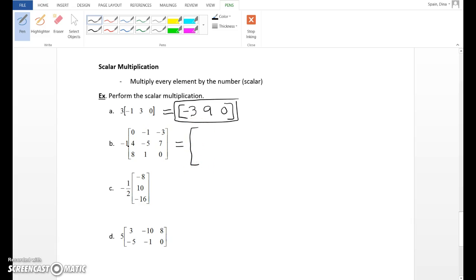Now there's a negative 1 out in front of here. Let's go ahead and just change all those signs. Alright, 0 is going to stay 0. So it's a positive 1, positive 3, negative 4, positive 5, negative 7. Just watch your signs. Negative 8, negative 1, and 0. Just like that.